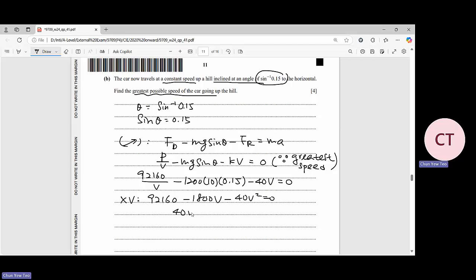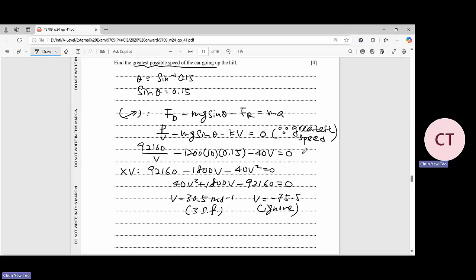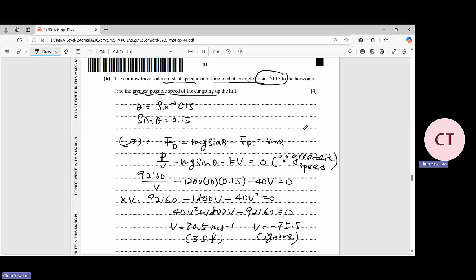Just use the calculator to find the quadratic equation's roots. Okay, so this is what we are having. Just press the calculator. So your V will be equal to 30.5 meter per second, correct to 3 significant figures. And the other V will be negative 75.5. This negative value we will ignore because your car is going up the hill, so it's positive. Okay, so that will be the answer for question number 7b.